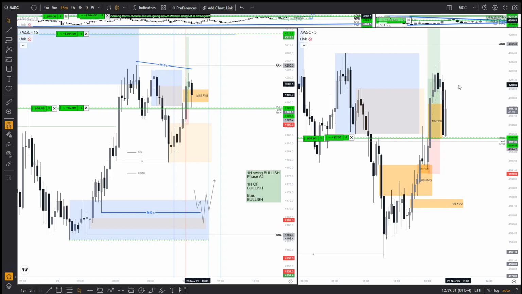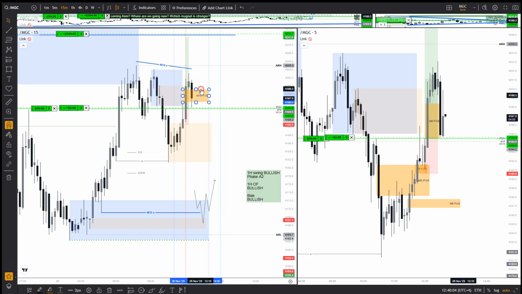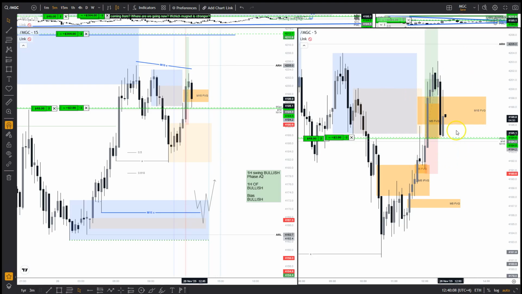So we see a fight here. We see a fight. This M5 fair value gap is holding, which is just below the M15 fair value gap. Okay, so this M5 didn't finish positive. It was a strong reaction, but now what are they going to do? Are they going to grab liquidity from here?